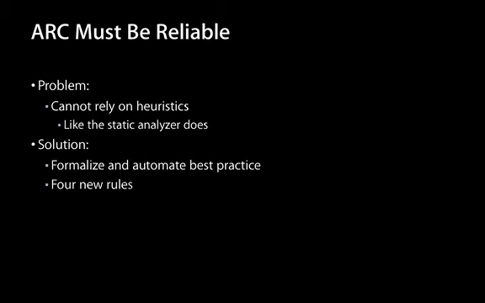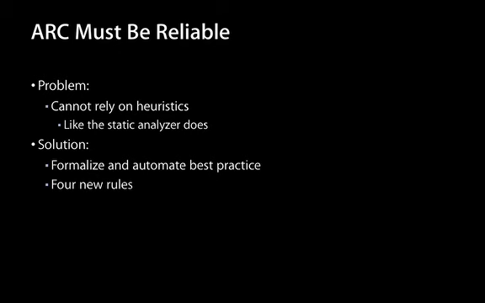An issue that does come up, though, is that, having talked about the static analyzer earlier, the static analyzer depends on heuristics to reason about the Objective-C rules or the memory management conventions and so on, and isn't necessarily deterministic. You can't have a compiler that isn't deterministic. So in order to make sure we get consistent and reliable results from ARC, from the general perspective, we've had to formalize and automate the best practice, but we're also introducing 4 new rules.